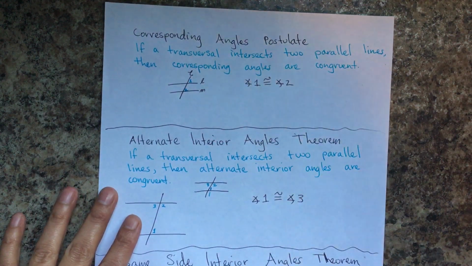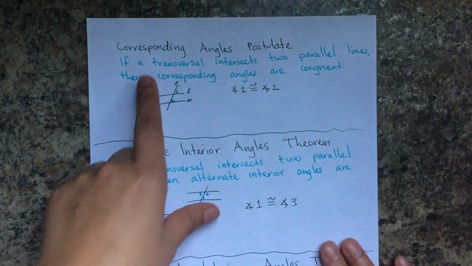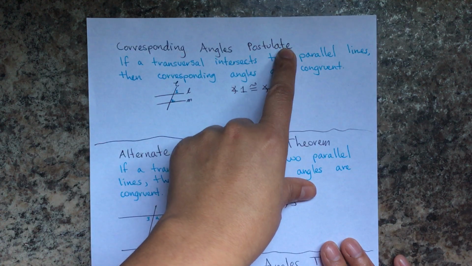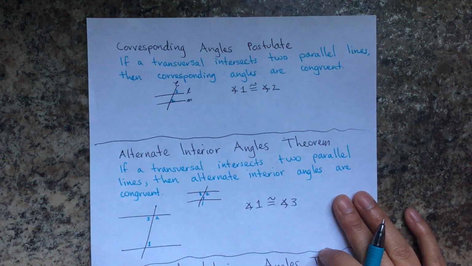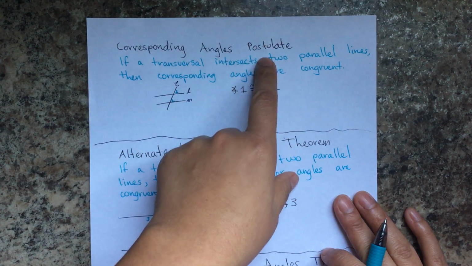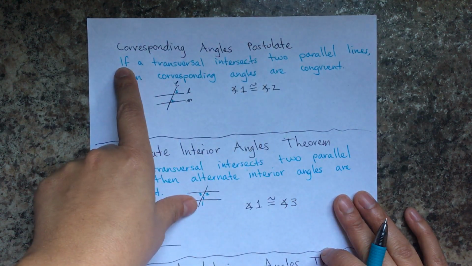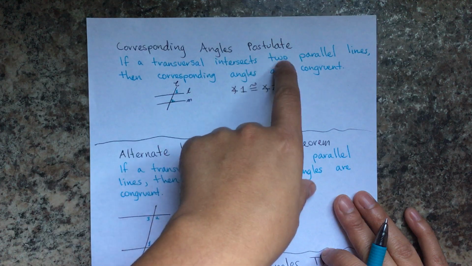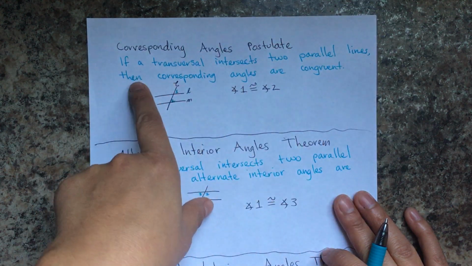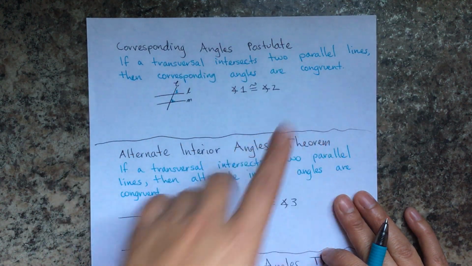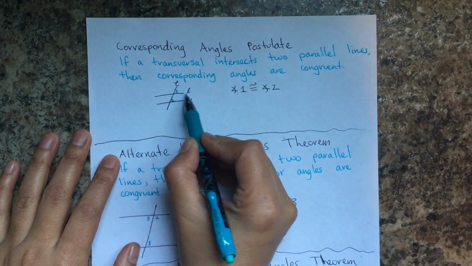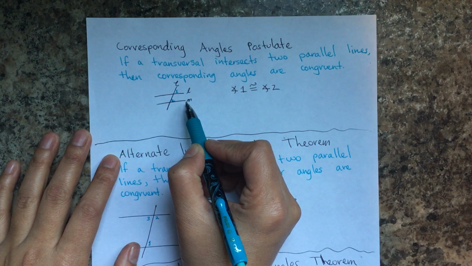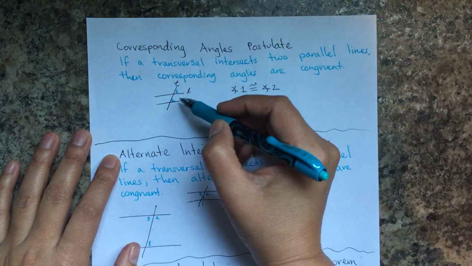Postulates and theorems. It says corresponding angles postulate. Postulate means that you take it for granted, I mean, you take it as true without having to make any proofs. It says if a transversal intersects two parallel lines, then corresponding angles are congruent. First of all, we need to know parallel lines are two lines that never touch. We saw that in previous lessons.